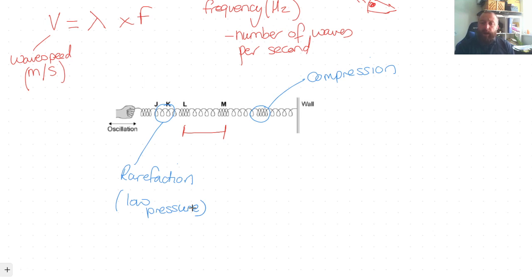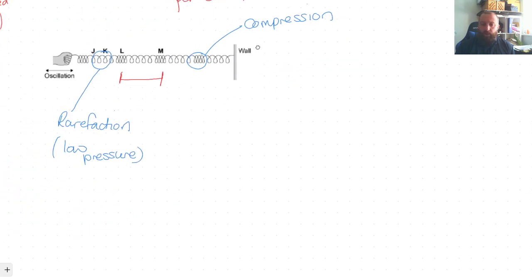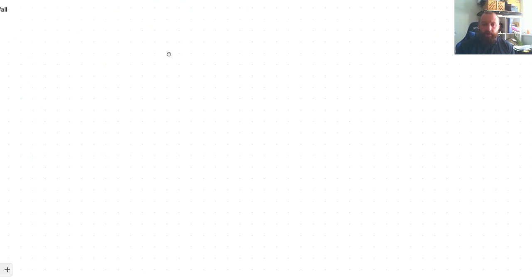If I'm working out the wave speed, generally I would say take it from an area of compression. It's usually easier to see where the middle of the wave is, to make sure that you get it from the same point each way. You can do it from the other one, but generally we get fewer mistakes this way. Right, let's just have a quick look at ripple tanks. Let's just move that there for a minute and let's bring a ripple tank in.